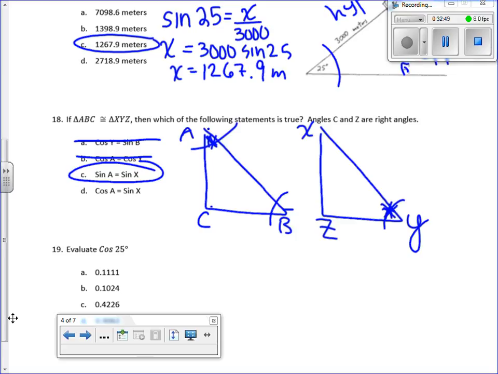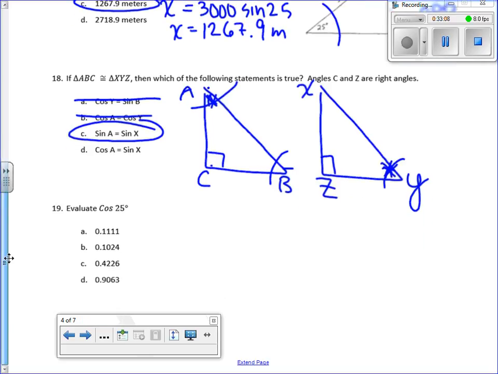So this was one of those reasoning kind of problems. And guess what? If you wanted to, you could actually put numbers in for A and B. We know C and Z are right angles, but once you pick a value for A and B, you could use the same numbers for X and Y. And you could just test out each one of these scenarios until you found one that works. So there's a lot of ways you can work around some of these if you have your thinking cap on.